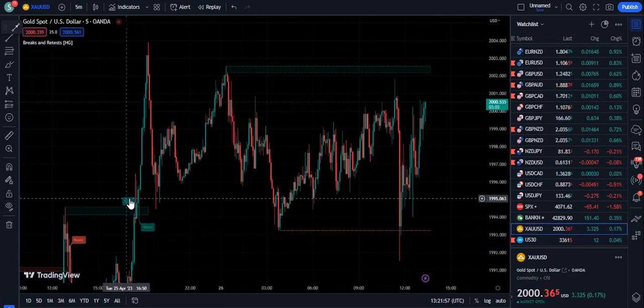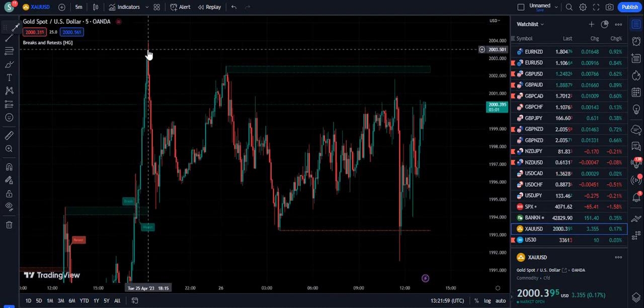Look at gold: break and then retest, and you can see the gold price simply went up. So what else do you need than this? This is the simple and the best indicator that you can use for your profitable trading.